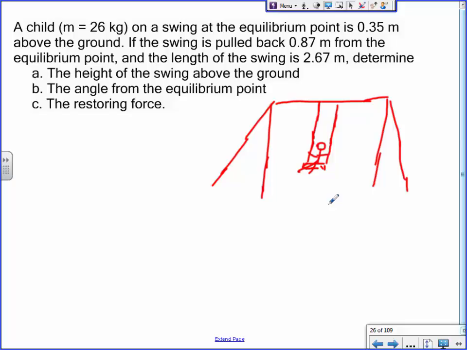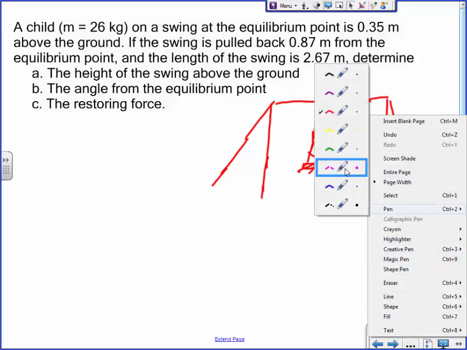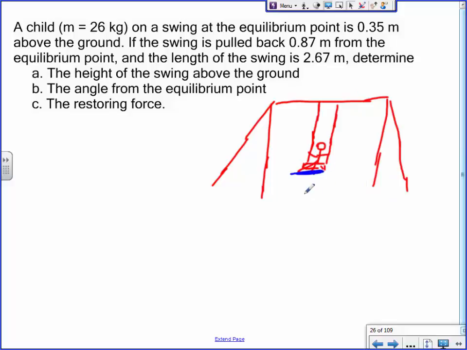And from there, I almost have to kind of redraw this a little bit. What we've got here is a height above the ground, because this is the equilibrium point, right? When she's just sitting on the swing naturally. Where this is from here to here is 0.35 meters.